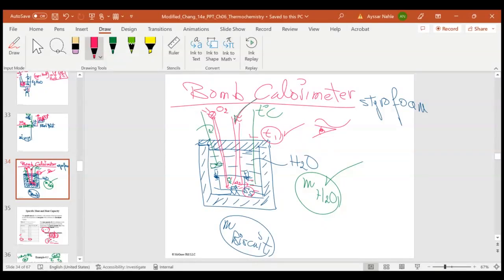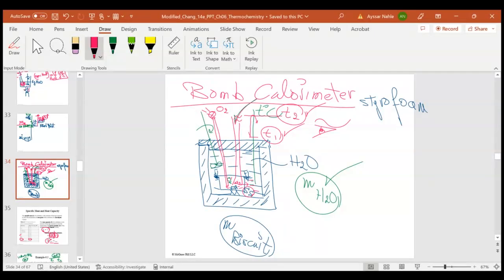The temperature keeps going high, high, high to a maximum, and then it starts going down. This is the maximum. It's my T2, which I record. That's it. My experiment is done. Finished.